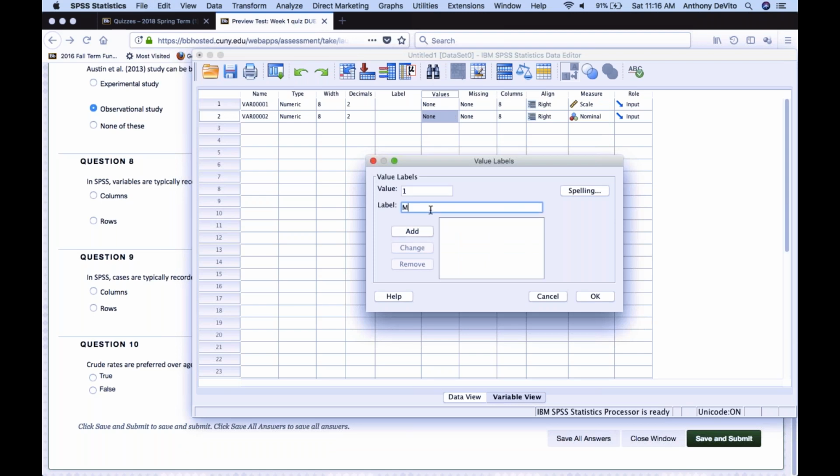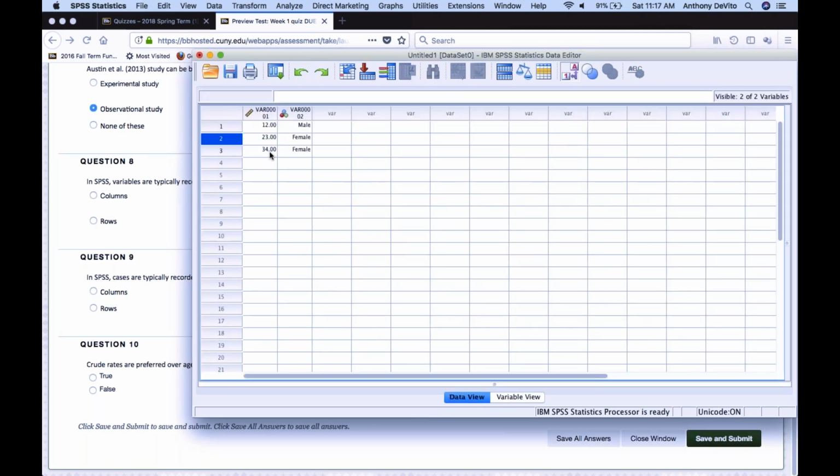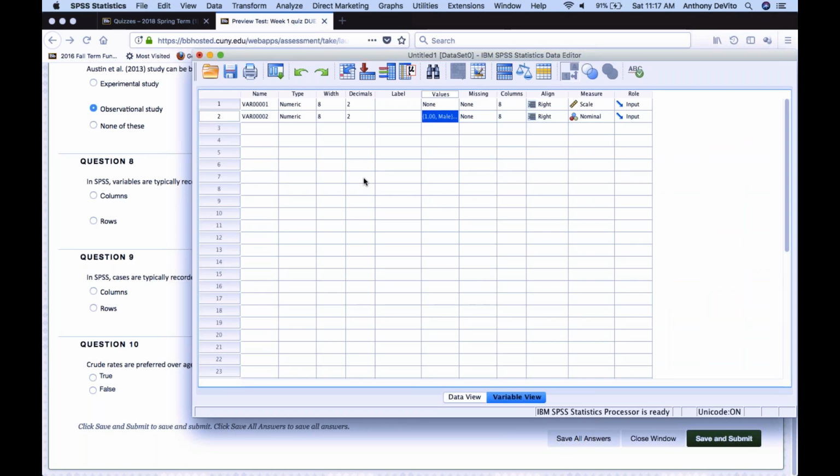1 represents male, and 2 represents female. Add and say OK. Now if I go back to the data view, we can see it gave us the information on what those values 1 and 2 represented. But now we know that this is a variable and this is a variable. The other thing I could do, if I wanted to, is change the automatic variable name that it gave to the one that we wanted to represent.